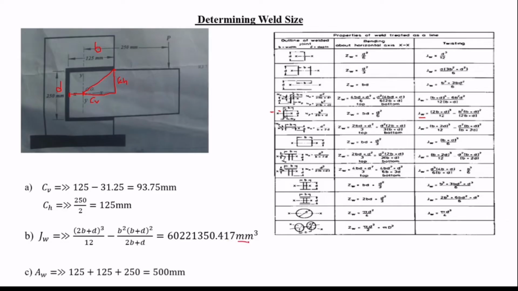Then the next question is asking us to find the weld area. Note that we are treating the weld as a line. So in this case, you're just going to add this distance and this distance, right? Therefore, you're going to get 125 millimeters plus 125 millimeters plus 250 millimeters, which will give you 500 millimeters. As simple as that. That is the weld area.